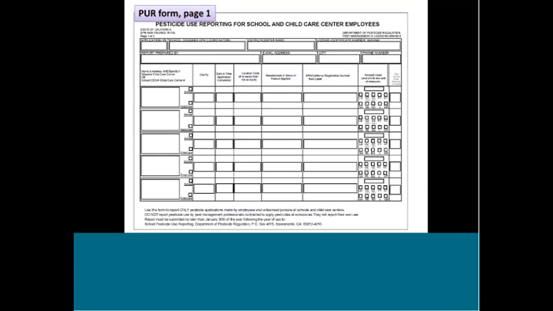Here is the front page of the pesticide use reporting form for school and child care center employees, form DPR HSA 118. Don't forget, this form is only for applications by your employees. Do not include applications made by contracted pest control businesses. Pest control businesses applying pesticides at school sites submit their own reports on a different form.